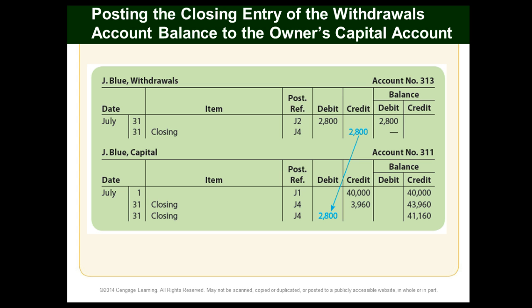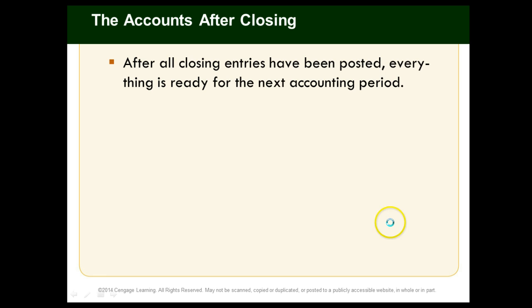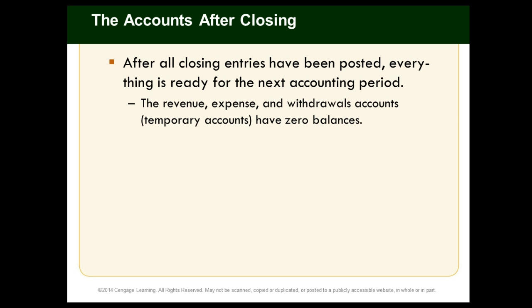So as you see here, now our withdrawals are zeroed out, our new balance is zero, and the way we zeroed it out is we debited it to J Blue Capital. So now we have a true ending balance for J Blue Capital of $41,160. After all those closing entries have been posted, we are ready to start the next period.